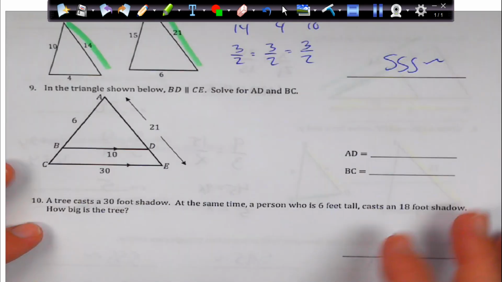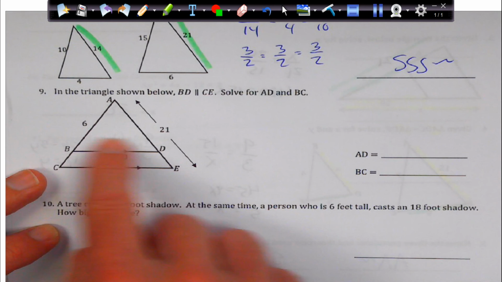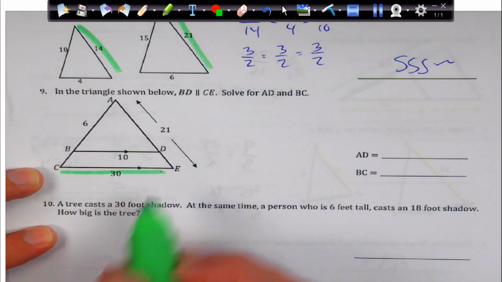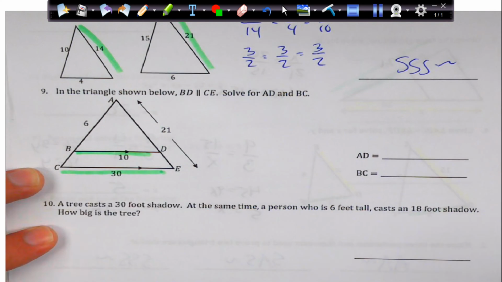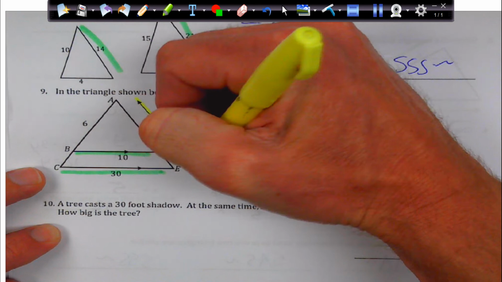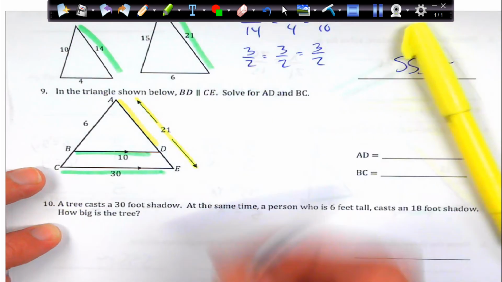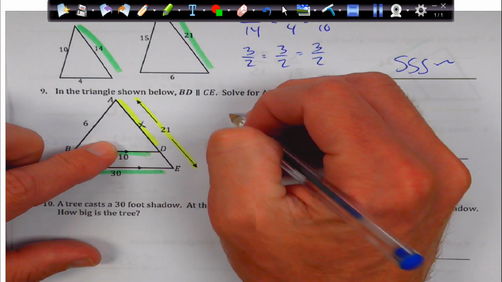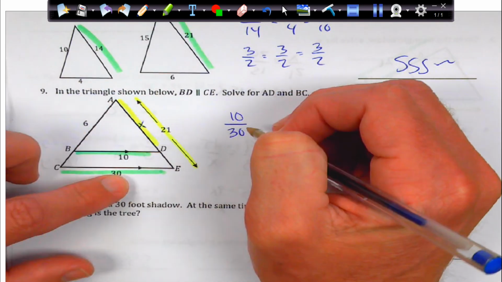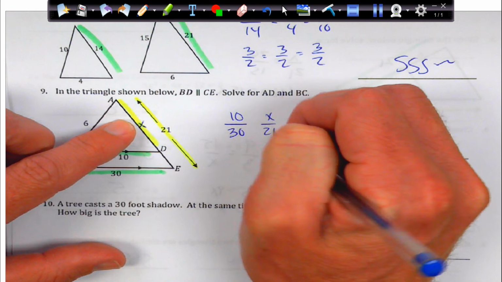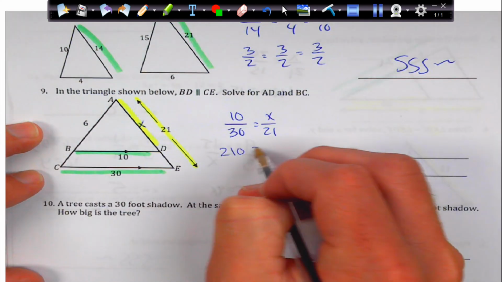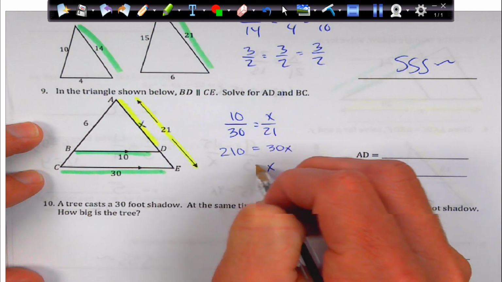Number 9. So again, we have actually a small triangle and a large triangle. So I have the bottom piece compared to this piece. And then we have this side piece to this side piece. So we can actually find AD by using x. So I can go 10 to 30, so little to big, equals x over 21. And cross multiply, we get 210 equals 30x, x equals 7.